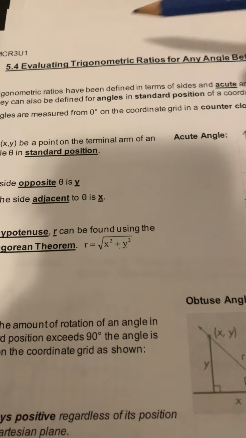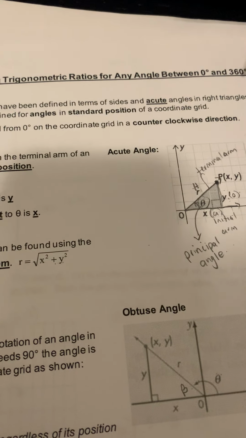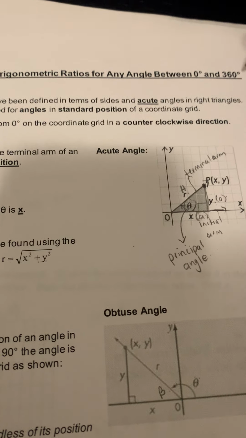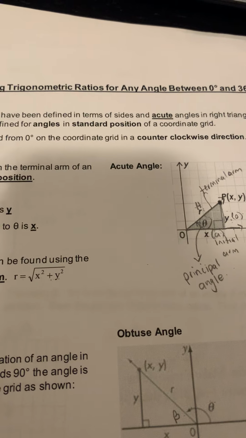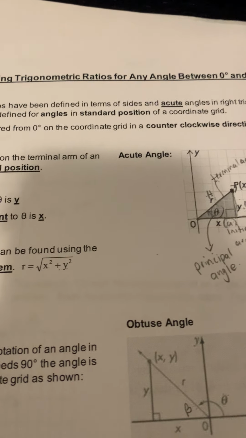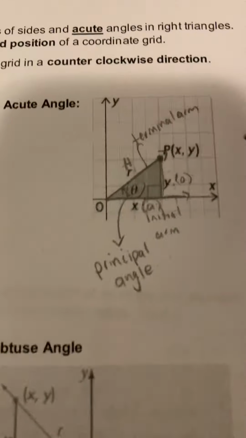Okay, 5.4, evaluating trig ratios for angles between 0 and 360. So I mentioned in 5.3 that before, when you learned in grade 10, we're doing angles from 0 to 90. Now we're looking at angles from 0 to 360. Okay, so we did a kind of a diagram with this in 5.3.